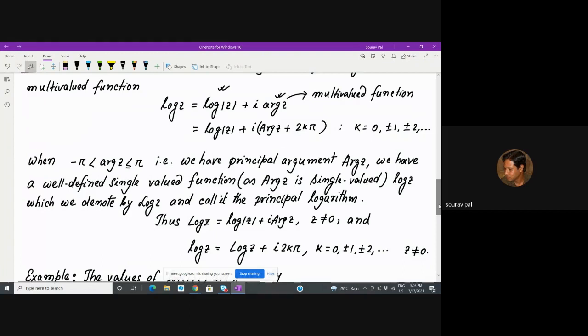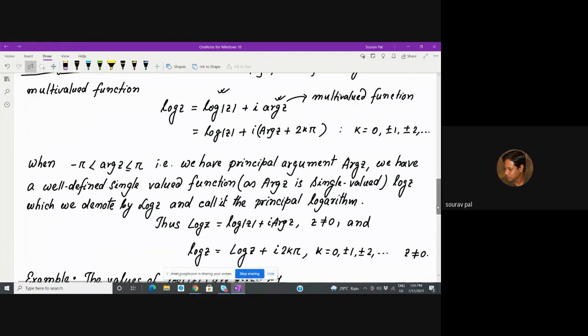So a quick example. Nevertheless, once again I repeat, if you choose another interval, say 0 to pi, one side has to be closed and the other side has to be open. It does not matter; this side can be open and this side can be closed, as I said always. If we choose this, and you want your argument to belong to this interval, then you have another single valued function argument.